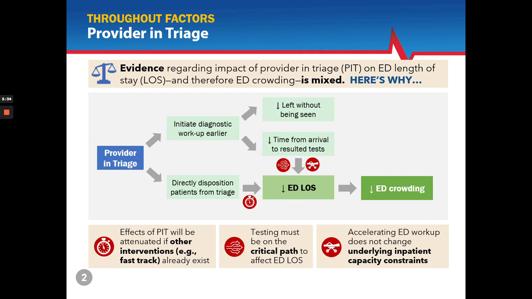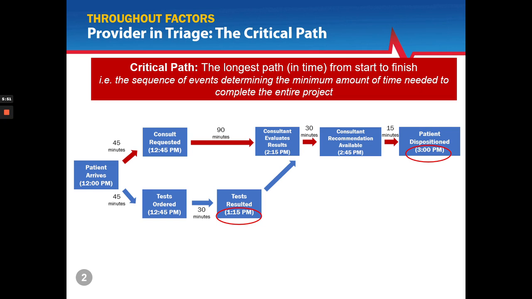These two red icons depict two reasons why reducing time from arrival to resulted tests might not reduce ED length of stay. So first, when we look at this icon, we see it says testing must be on the critical path to affect ED length of stay. Let's zoom in on that one and see what that means. So the critical path is a sequence of events determining the minimum amount of time needed to complete the entire project. And here our project is patient arrival in the ED until patient disposition. And the critical path is depicted in red.